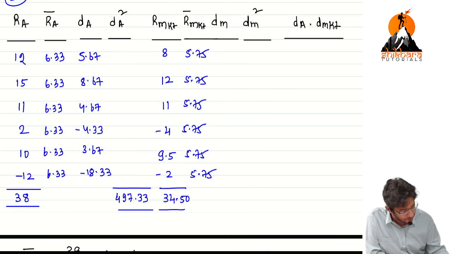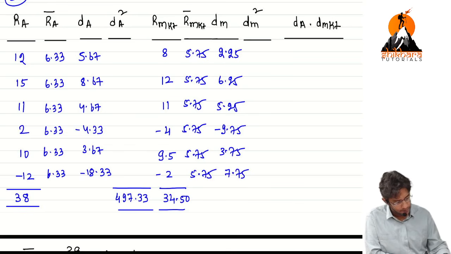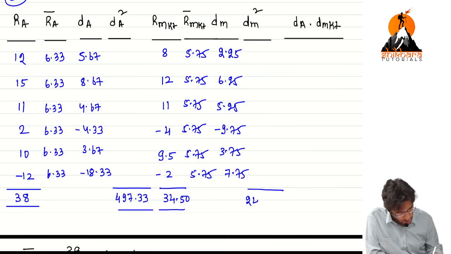8 minus 5.75 is 2.25. 12 gives 6.25. 11 gives 5.25. Minus 4 gives minus 9.75. 9.5 gives 3.75. Minus 2 gives 7.75. Now squares: 2.25, 6.25, 5.25, 9.75, 3.75, 7.75 squared. Grand total is 240.875.